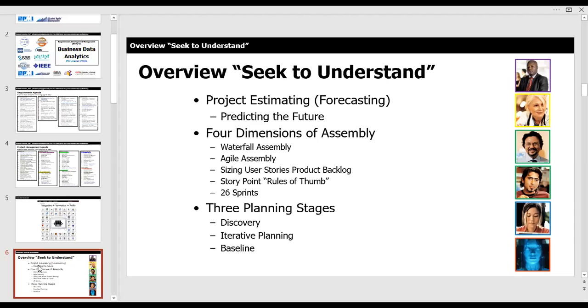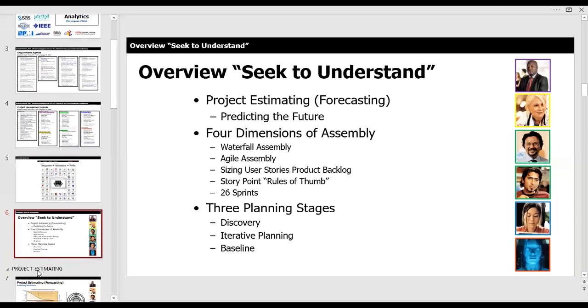And then finally, we're going to talk about what I call the 3 planning stages. It's really fascinating that most of us are led to believe that there's only one planning stage, when really we should be thinking about 3 planning stages. So I'm going to go through that process.